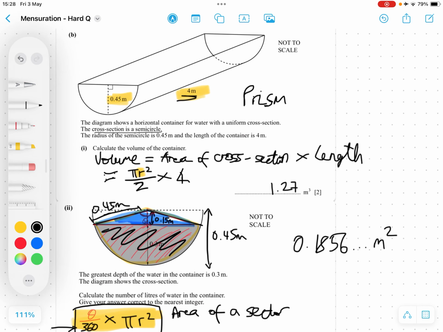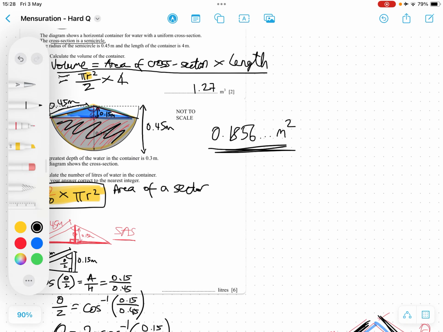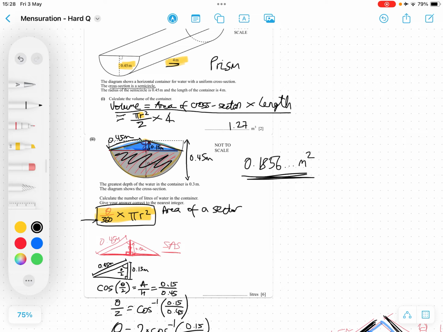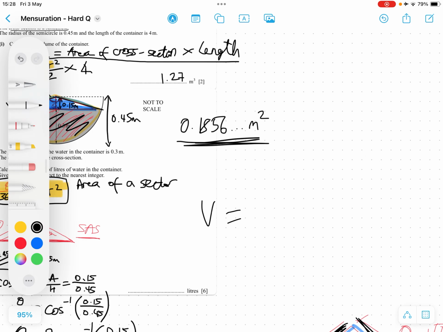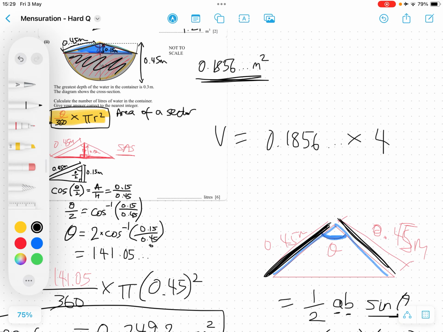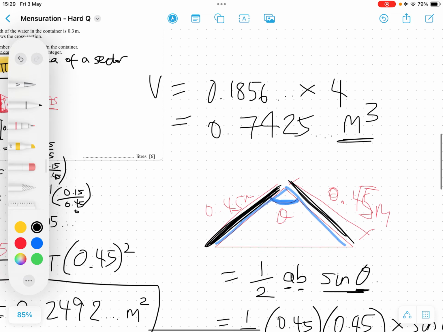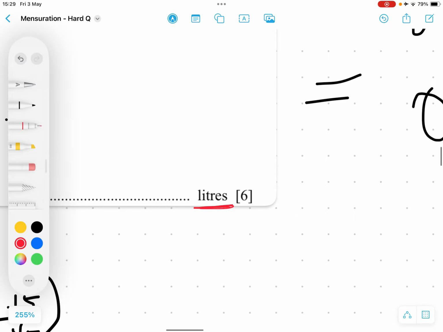So now we can apply our same formula. The volume is equal to the area of cross section times length. Now we have the area of the cross section. We can multiply it by the length of the prism, which is 4 meters. It's still 4 meters. So therefore the volume is equal to the area of the cross section, 0.1856, multiplied by 4 meters, that's the length. And that will give you an answer of 0.7425 meters cubed. But now the units that they're asking us in is liters.